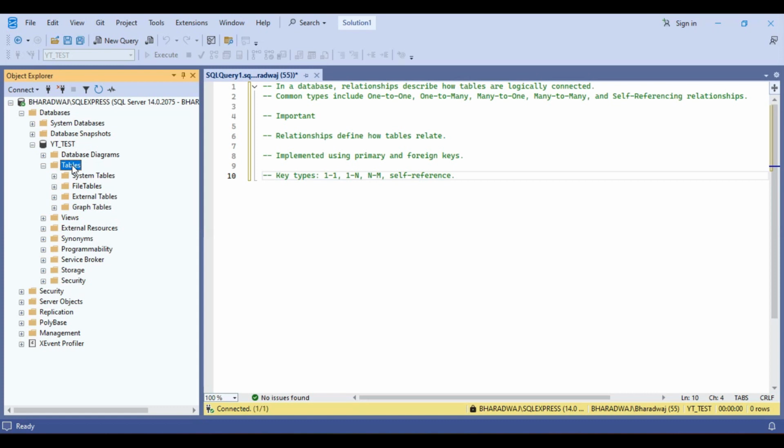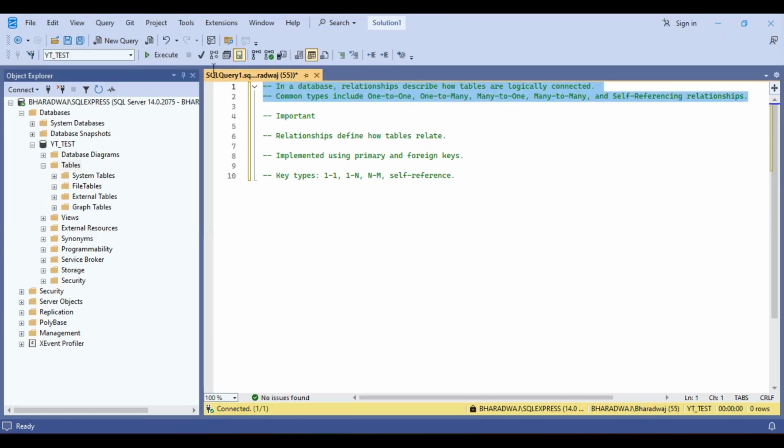Again, I'm telling this one, just listen to this carefully. Relationships describe how tables are logically connected, and common types include one to one, one to many, many to one, many to many, and the final one is self-referencing relationships, right?